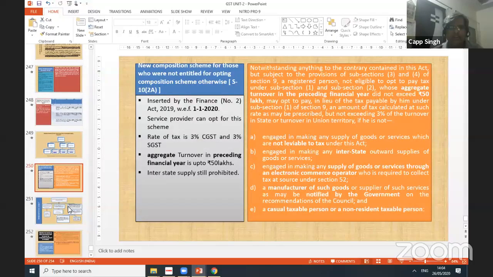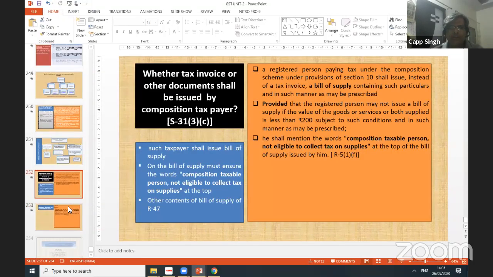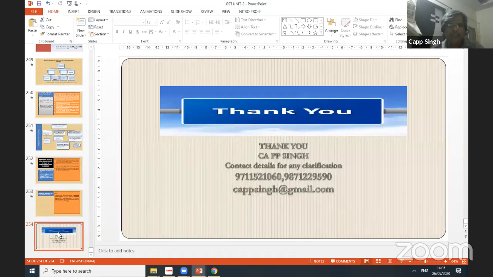I think I have covered the entire provision of the composition scheme. Almost every provision I have considered. And mind that on every document, signboard, etc., the composition taxpayer has to mention that I am a composition taxpayer and I am not entitled to collect tax from anyone, and the GST number should be there. So I have covered the entire provision of the composition scheme.